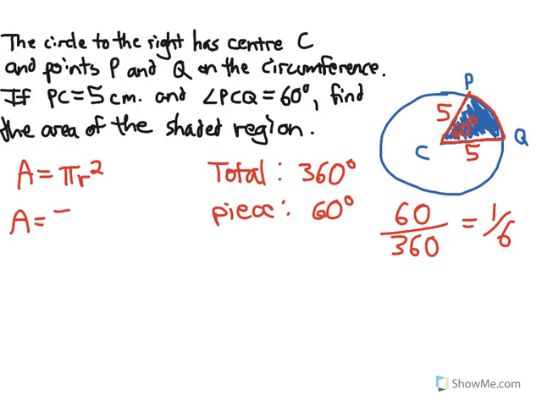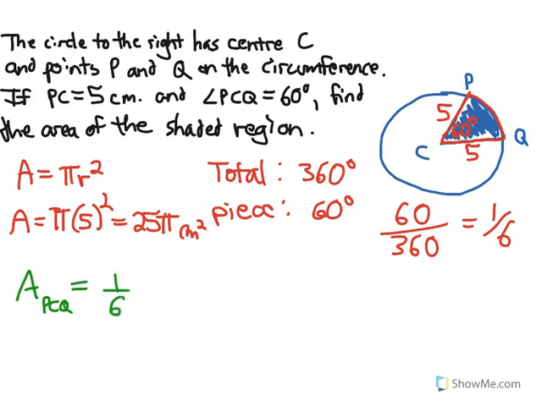So area equals pi. All we need to know is the radius, which is 5 squared. So this is 25 pi centimeters squared. That's the total area of the circle. We know the area of our piece, PCQ, equals 1/6 of the total area.